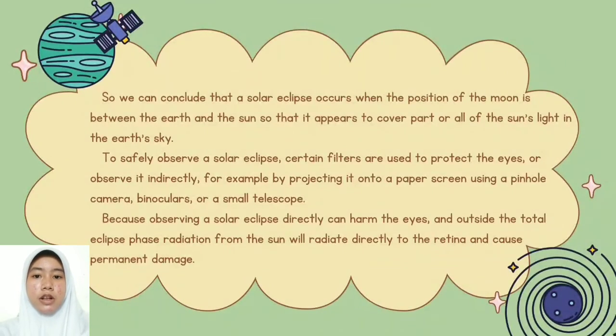Because observing a solar eclipse directly can harm the eyes, and also during a total eclipse the radiation from the sun will radiate directly to the retina and cause permanent damage.